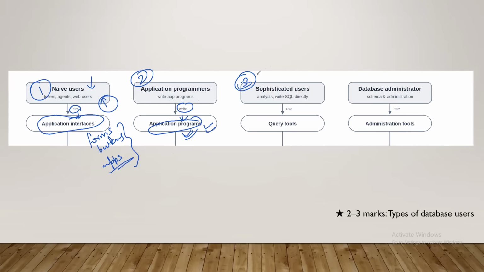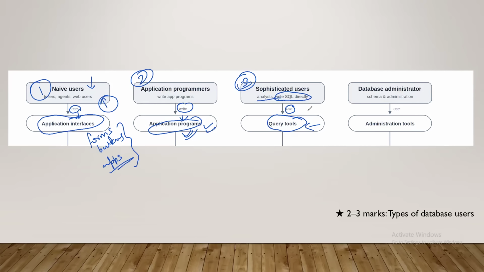The third ones are sophisticated users. They are the analysts. They can write SQL directly. So these are technical people who can understand how to write queries and how to communicate with the software inside. So what do they use? Their door is query tools. They don't need an app, but they open that query tool, and they type the SQL directly by hand. And here is the fun part.